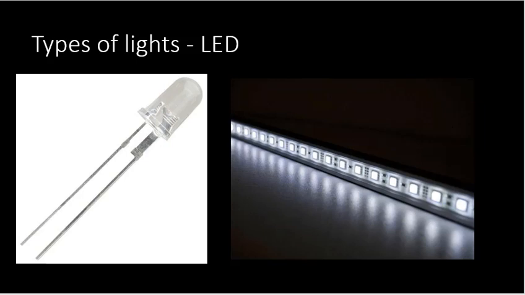Halogen lights are no longer being installed in ceilings in homes, and the reason for that is they just get too hot, and they are a potential fire hazard.